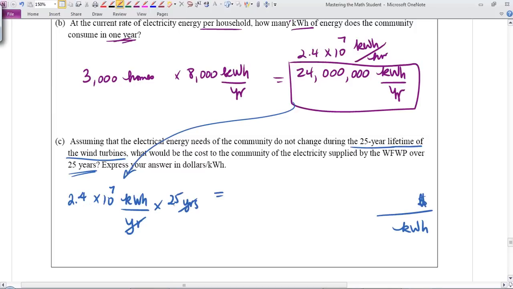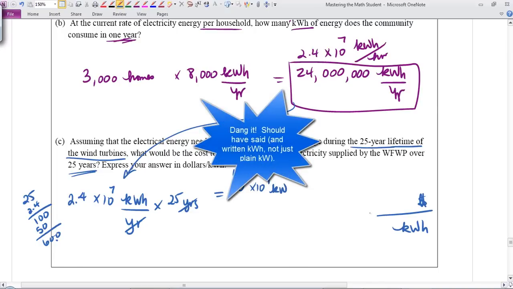So 2.4 times 25. So 25, 2.4, 4 25s is 100, 2 25s is 50. That would be 600, except for that annoying decimal point, which makes it 60. So 60 times 10 to the 7, also known as 6.0 times 10 to the 8th, if I need it that way, kilowatt hours.